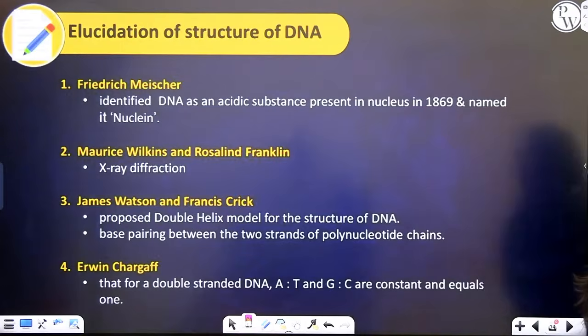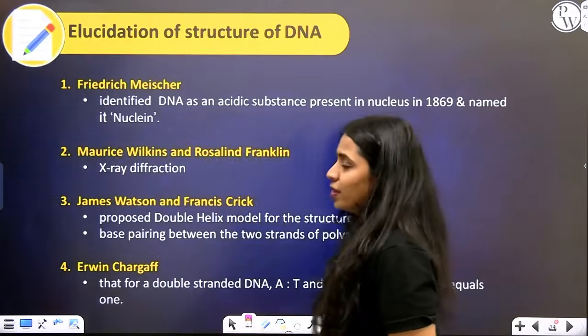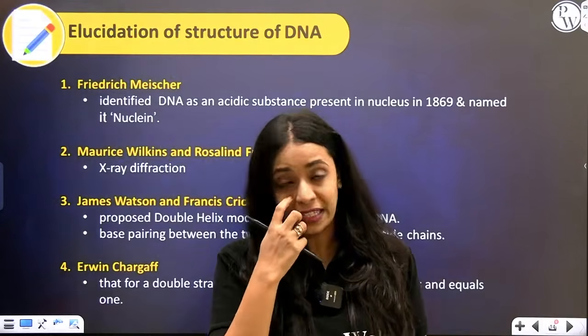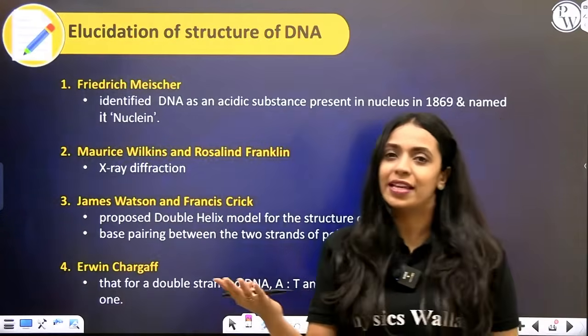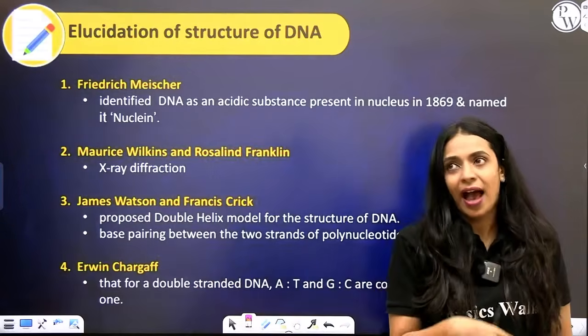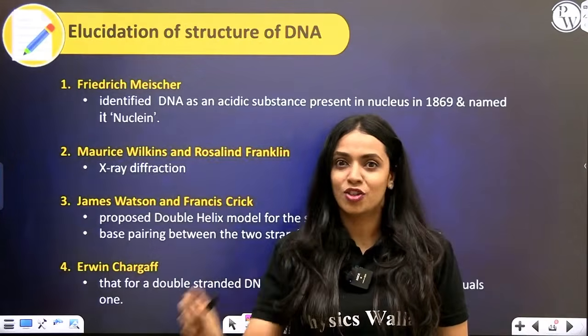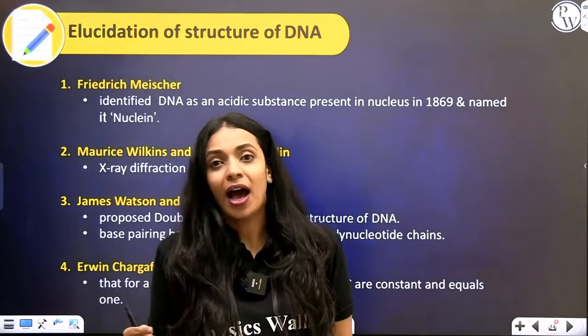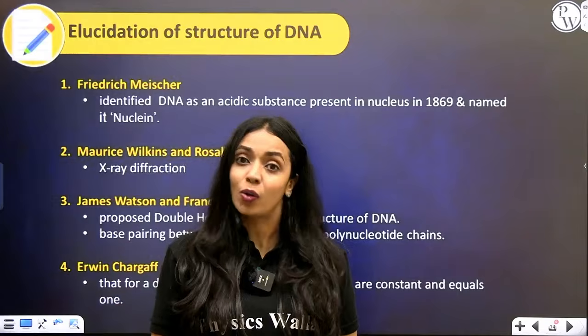Alright, now let's talk about how exactly we know about the structure of DNA. How did we come to find the structure of DNA? Today, it's very easy for us to say that DNA has a ladder-like structure. It looks like a twisted ladder. It looks like a spiral staircase. All of that we know. But how did researchers find that out about DNA?